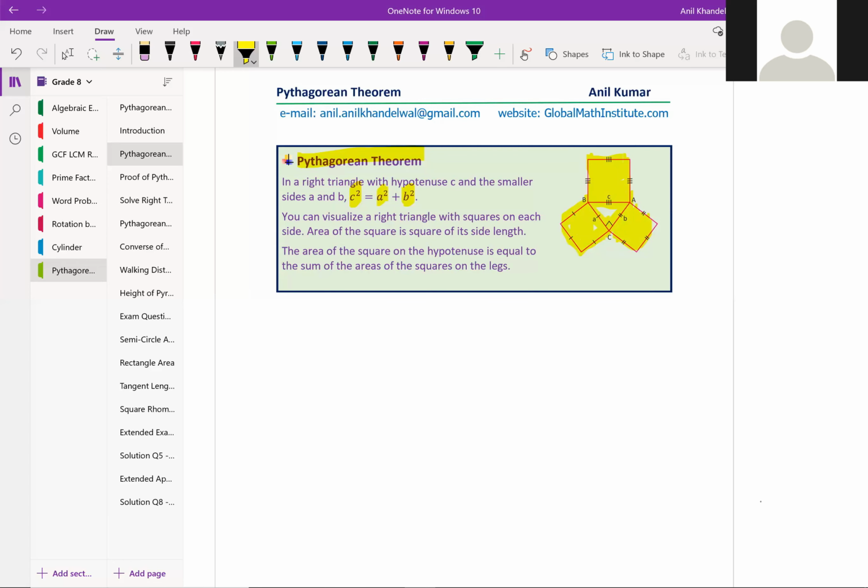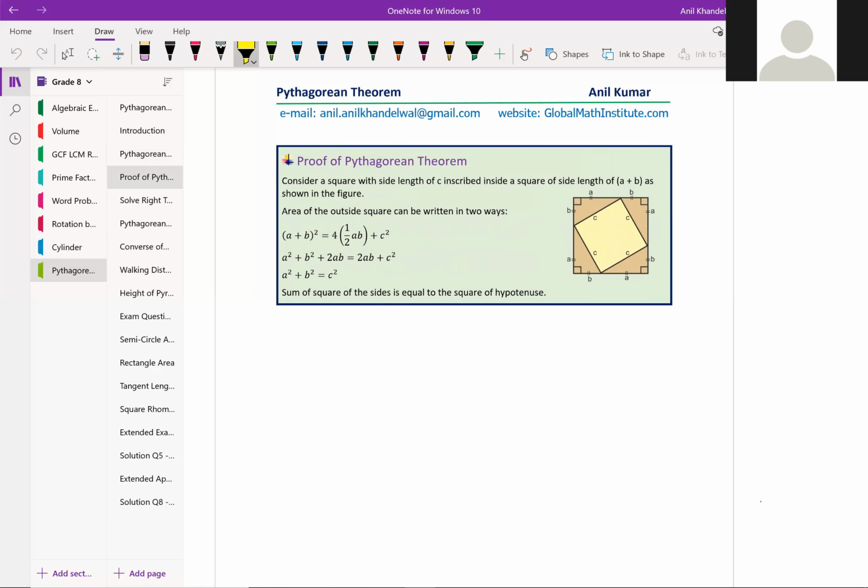Yes. Now, let us begin with the proof of the Pythagorean theorem. So here, to prove this, let us consider a square with side length C inscribed in a square with side length A plus B. So what we have here is one smaller square which has a length of C, and this square is within a bigger square whose length is A plus B. So I've divided this side length as the sum of A and B, as you can see. So all four sides are A plus B each. It is a square, all should be the same.